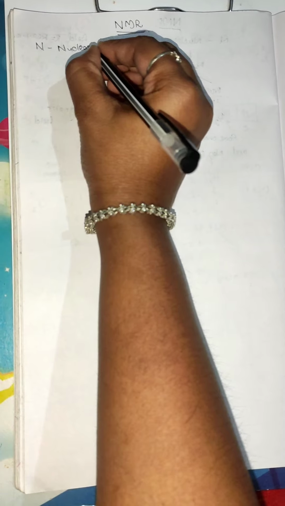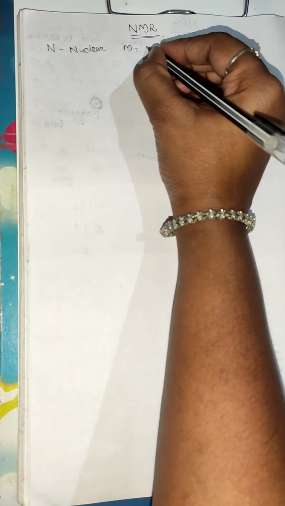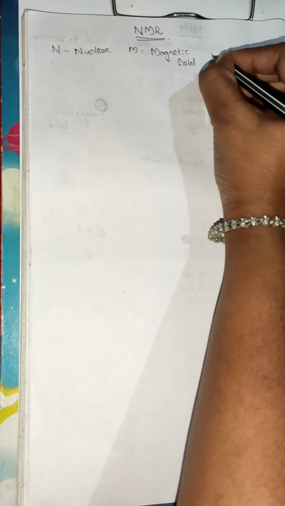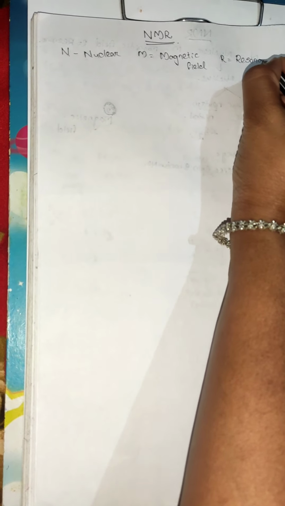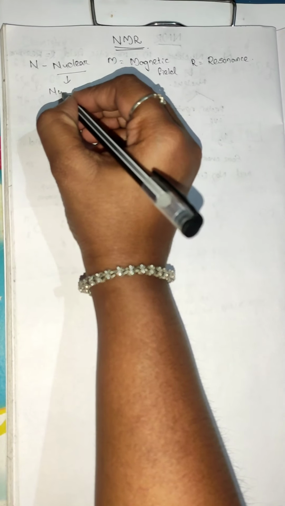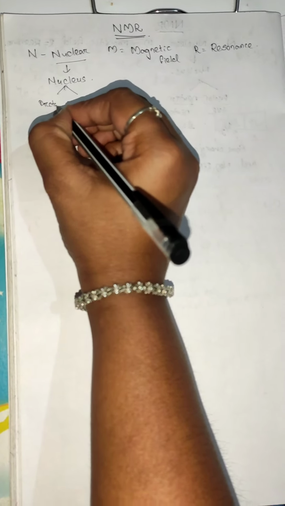Okay, today we will discuss the new chapter, that is NMR spectroscopy. Here in NMR spectroscopy, the letter N means nuclear, M means magnetic field, and R stands for resonance. The word nuclear comes from nucleus. As we all know, the nucleus contains protons and neutrons.